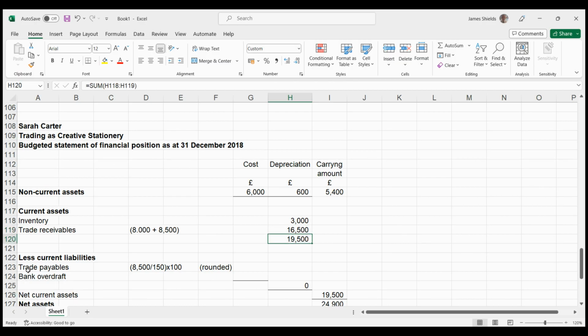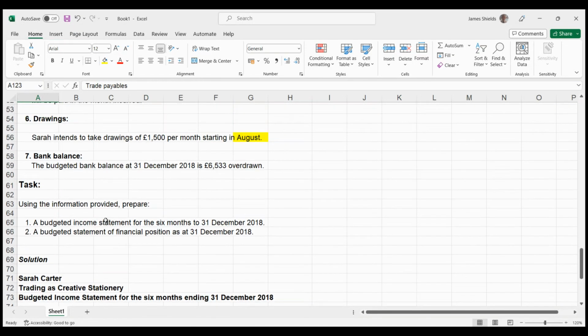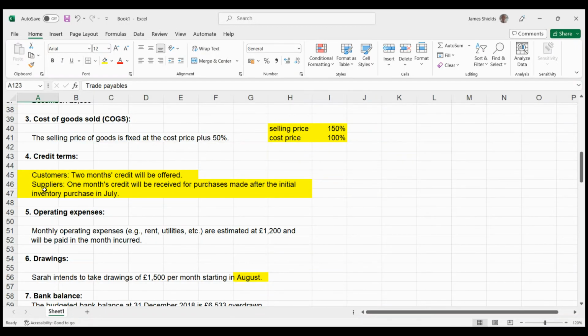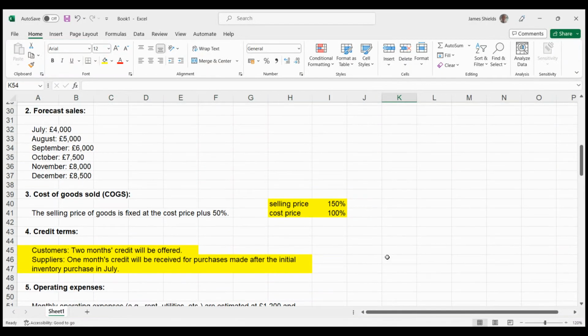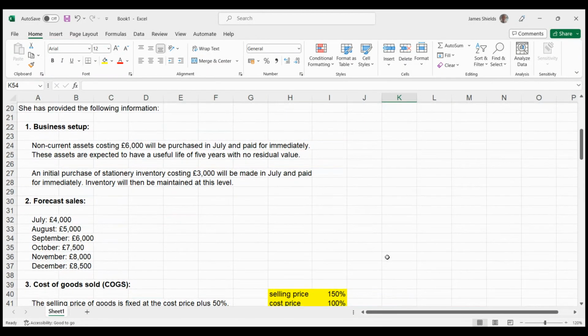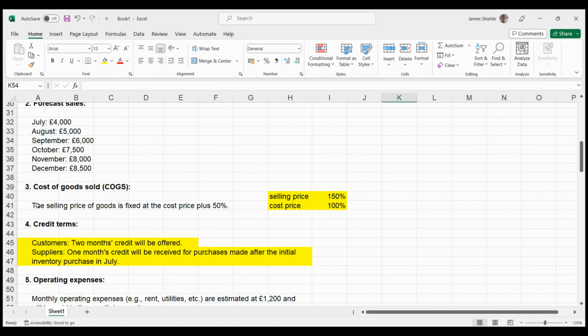Now trade payables, again, let's check the credit terms for trade payables. So remember I highlighted this one out, here we go. Suppliers, 1 month's credit will be received for purchases made after the initial inventory purchase in July. Now our purchases, if you go back earlier on, let's find the purchases information. Here we go. The selling price of goods is fixed at the cost price plus 50%. So the selling price is 150%, the cost price is 100%. And we get 1 month's credit.